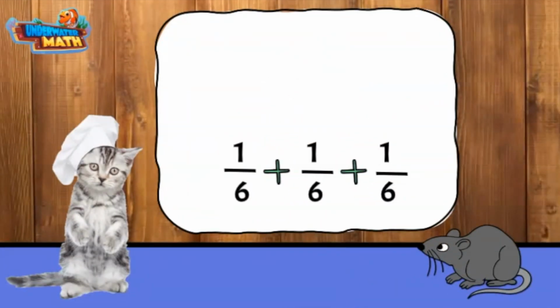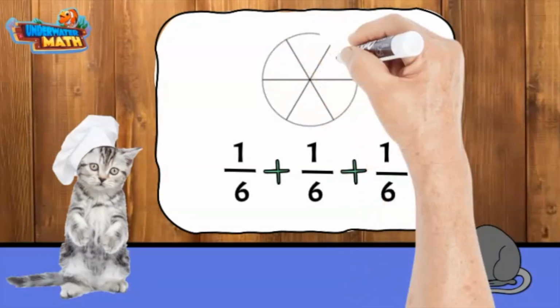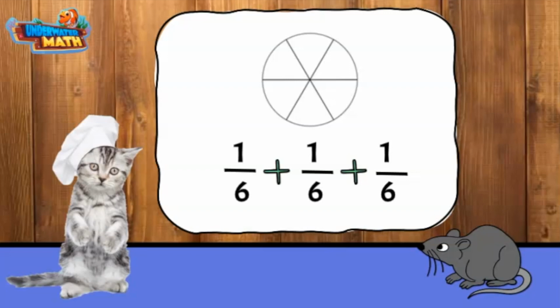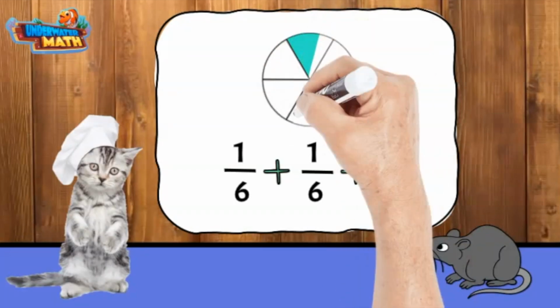We can also represent a fraction when given an expression. This expression is 1/6 plus 1/6 plus 1/6. We need a model that is split into 6 parts. There are 3 unit fractions. 3 parts will be shaded in to look like this.